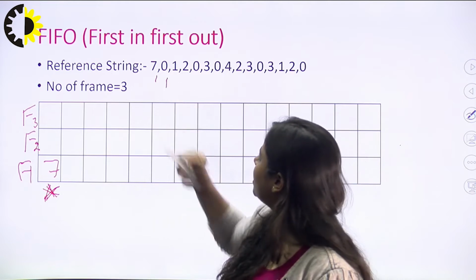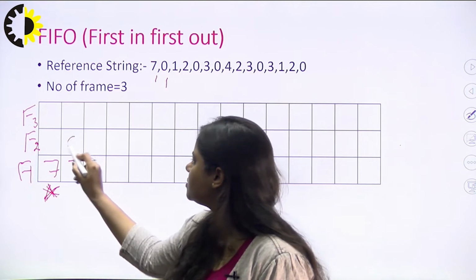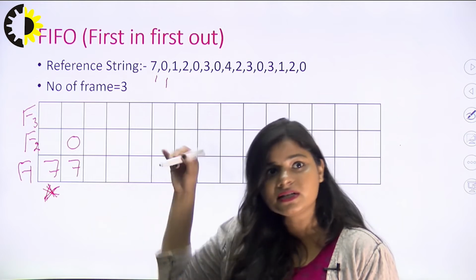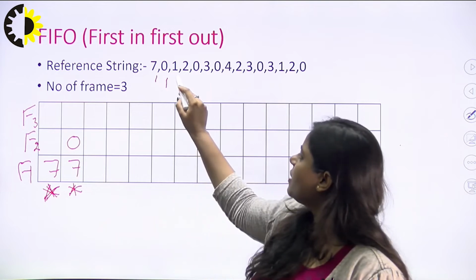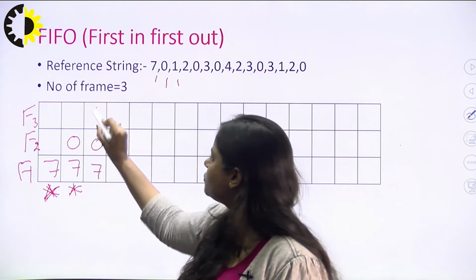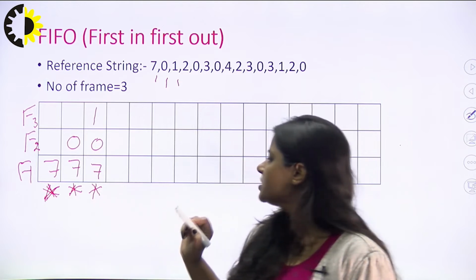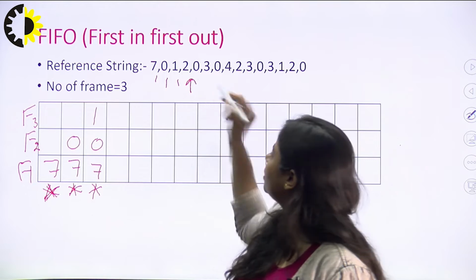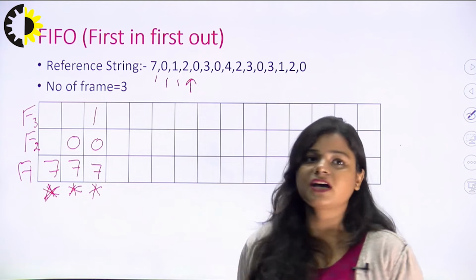Next element or page we are having is 0. So 7 we already have, and 0 is also a page miss because we have not found 0 inside the main memory frame. So we will mark it again. Again we are having 1. So 7 and 0 we are already having, and now it comes to 1. 1 we have not found inside. So it is also a page miss or page fault.